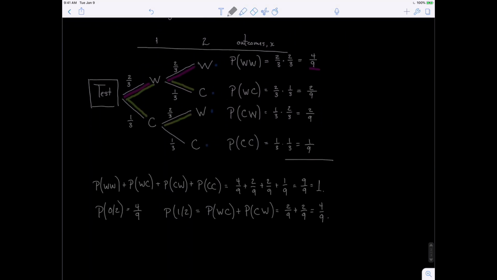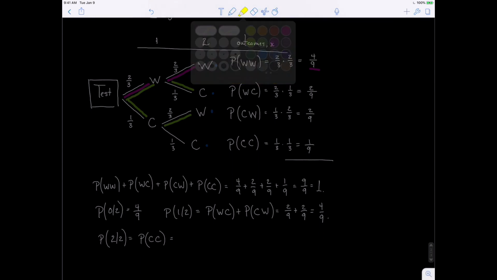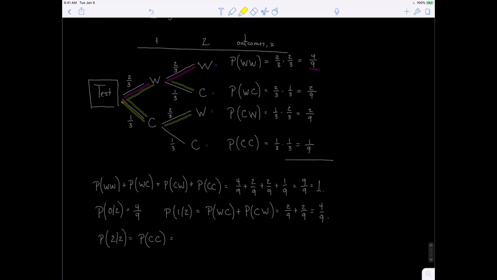Let's try the last one, and that is the probability of a score of 2 out of 2. Well, that came from the probability of being correct. And we even have that one right here. If you take the bottom branch and then the next bottom branch, you get 2 corrects. And we already found that. That result is right here. That's 1 ninth.